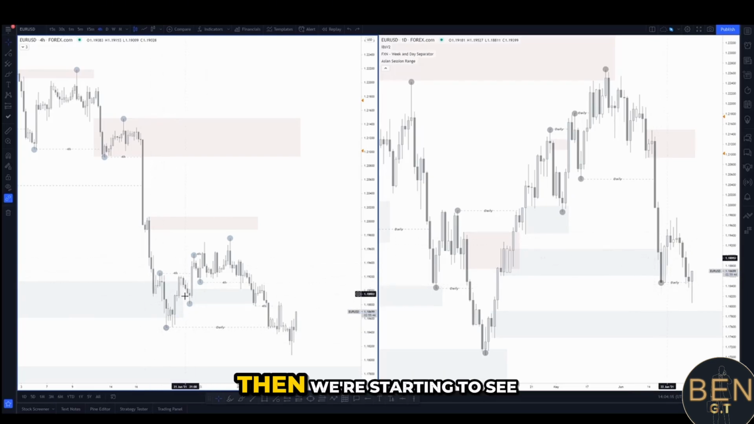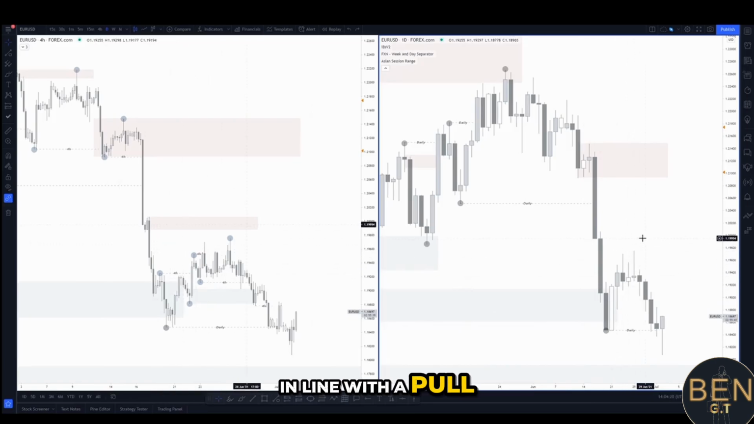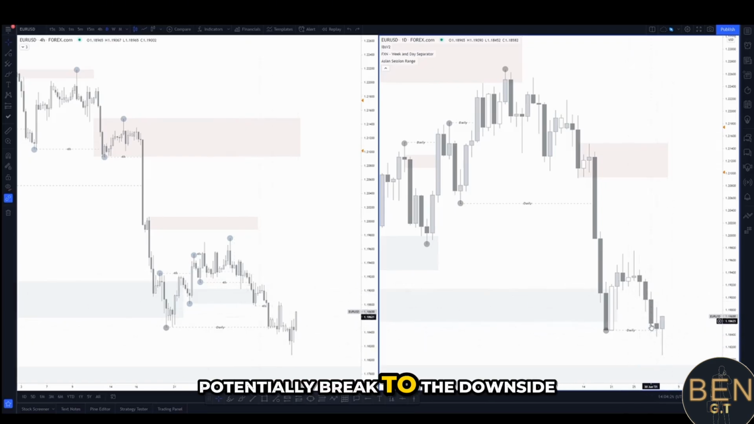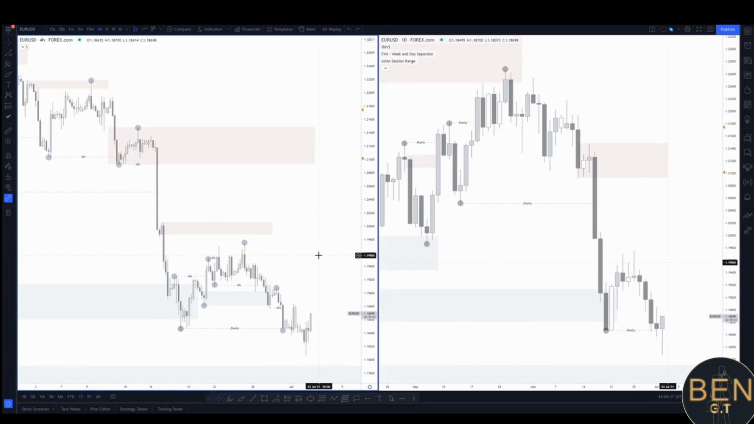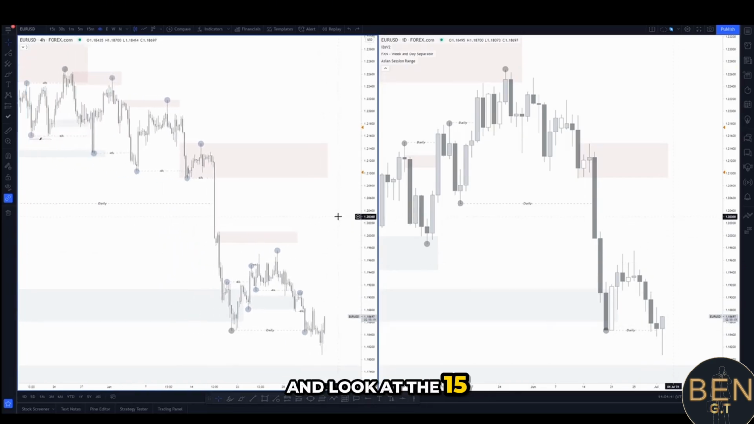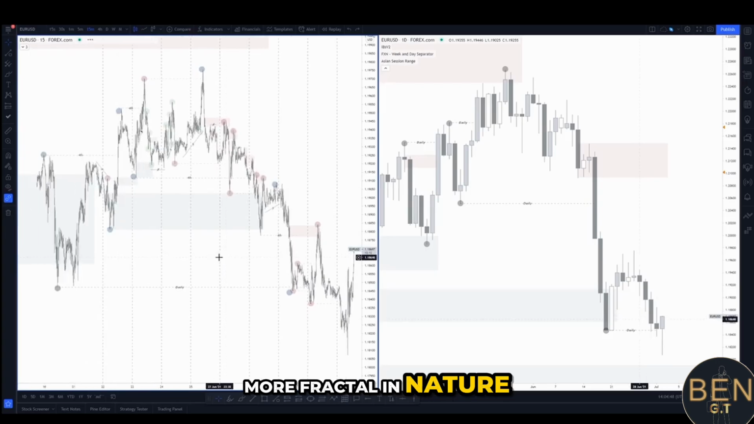And on the 4-hour chart, we're starting to see bullish structure. And that bullish structure is in line with a pullback on the daily chart. And now that the daily is starting to potentially break to the downside, we're starting to see lower lows and lower highs being printed on the 4-hour chart as well. Now we can take it one step further and look at the 15-minute chart and dig into the price action. It'll be the exact same story, but even more fractal in nature.